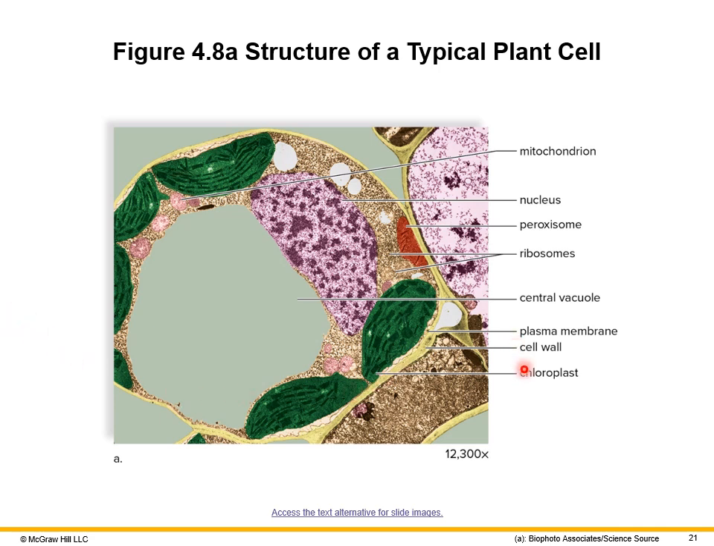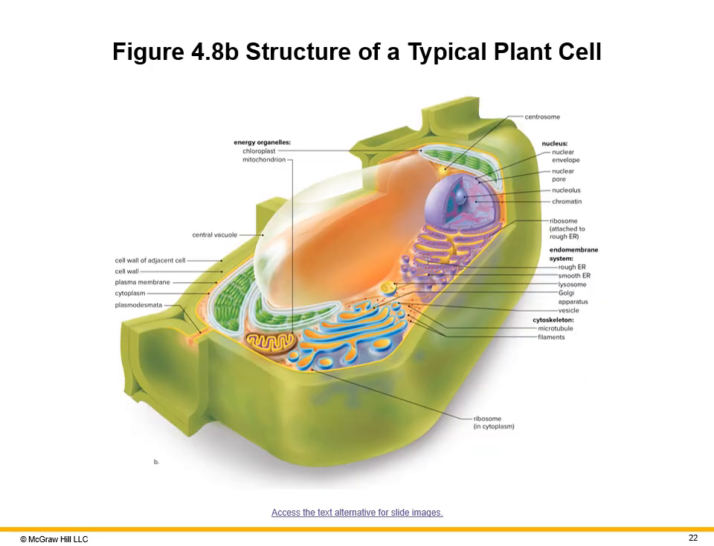So plant cells are going to have a chloroplast. That's going to be different from the animal cells because the chloroplast is where photosynthesis occurs. So here we see a diagram of the plant cell.